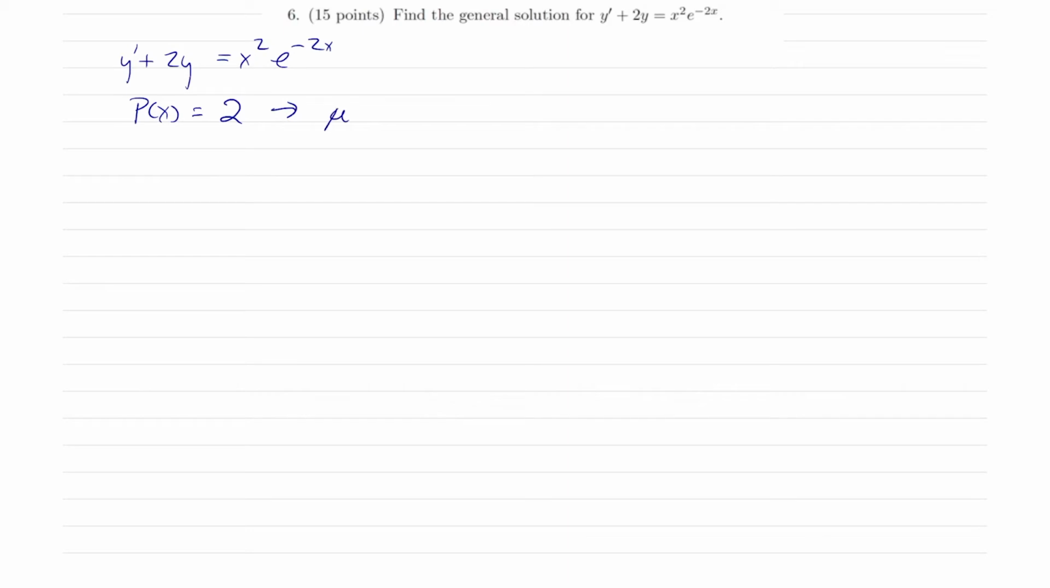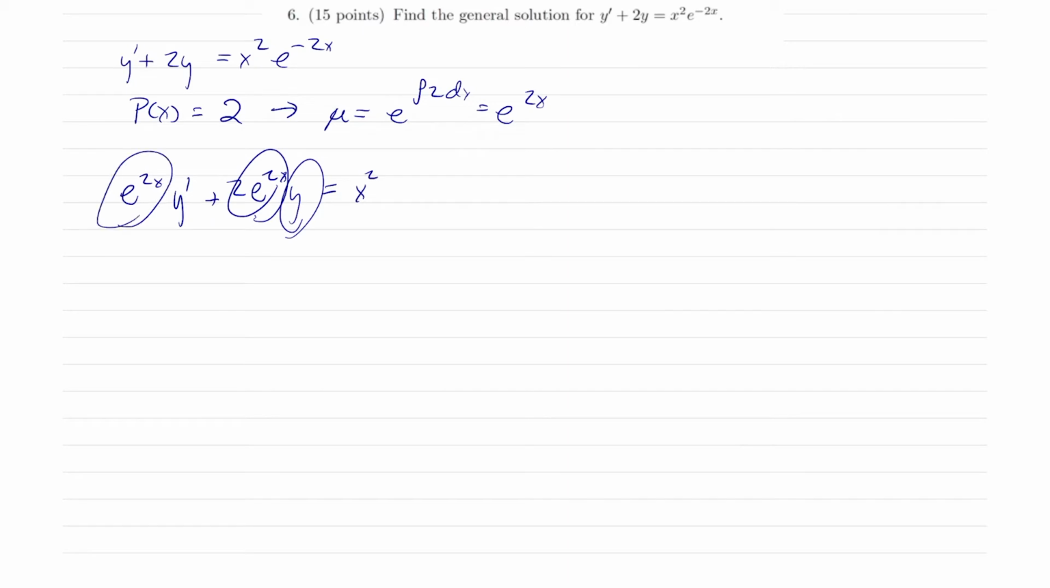So this tells me that mu is equal to e to the integral of 2 dx, which is equal to e to the 2x. All right, now I'm going to multiply both sides by e to the 2x, and what does that give me? It gives me e to the 2x y prime plus 2 e to the 2x y is equal to x squared. Now, we can recognize that the derivative of e to the 2x is that. So basically we have a derivative here times y, and then we have the original function times y prime. That is the product rule going on there.